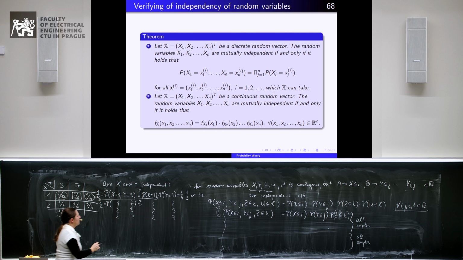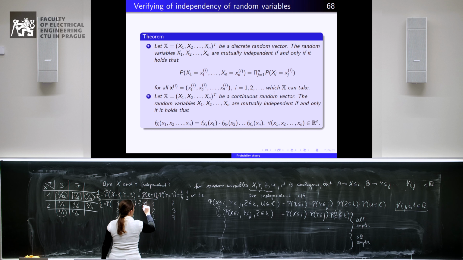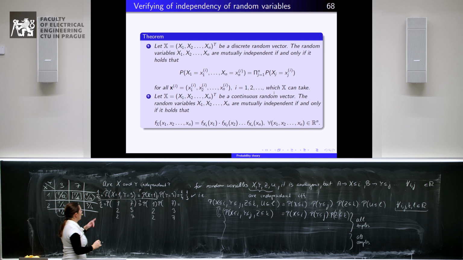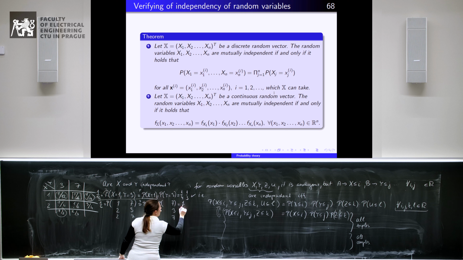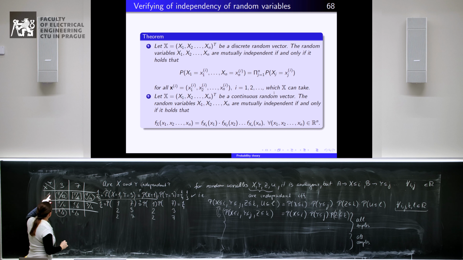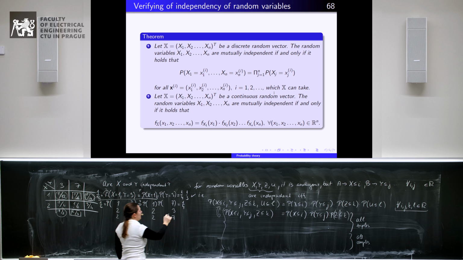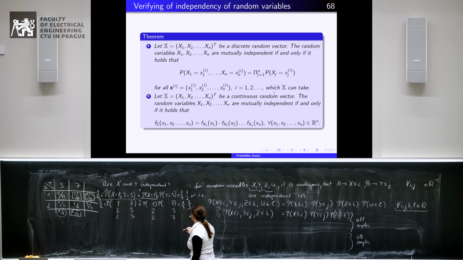Is it equal to the product of the marginal probabilities? The marginal probability that x is equal to 1 is 1/4. And the probability that y is equal to 7 is 2/3. It is 2/12, so it is 1/6. Okay, it is satisfied. And so on.